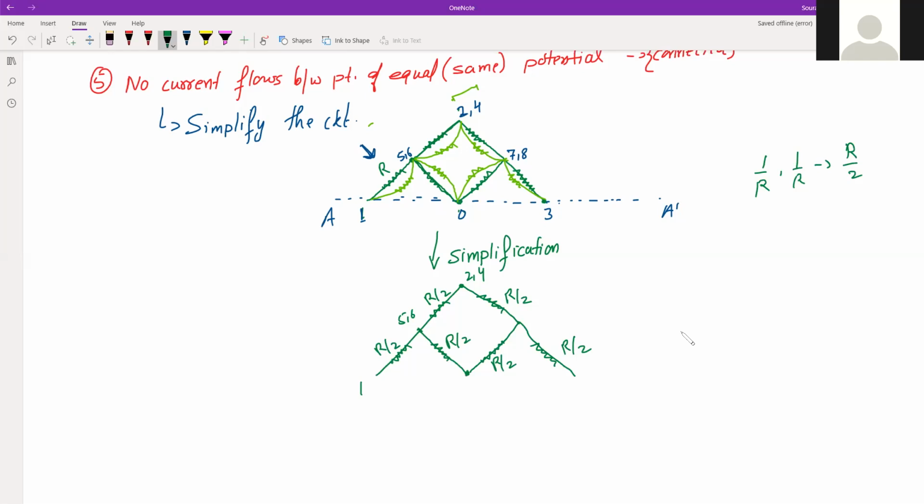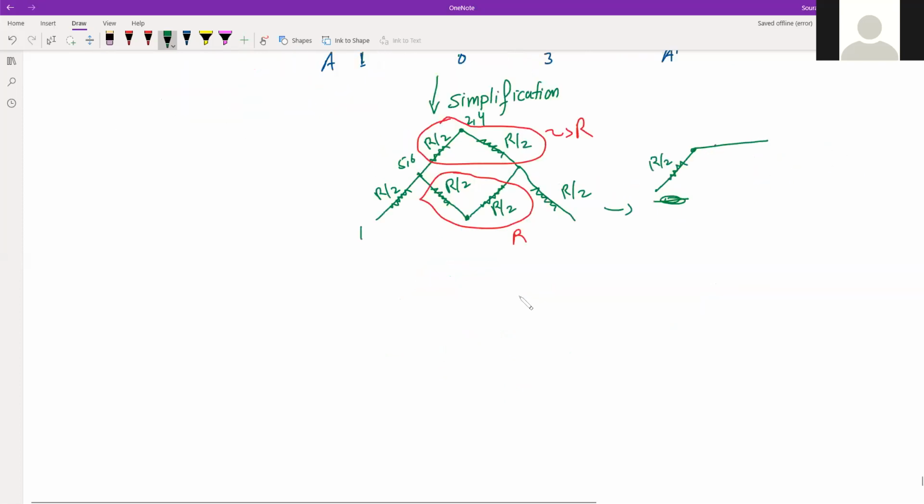So now I think this is very simple. So what do we have now? Again, if you want to simplify this, what will we get? We'll get R by 2. Then in this section, this R by 2 and R by 2 are in series. So this together will be R, and this will also be R. So if I am trying to write the simplified version of this, what will that be?